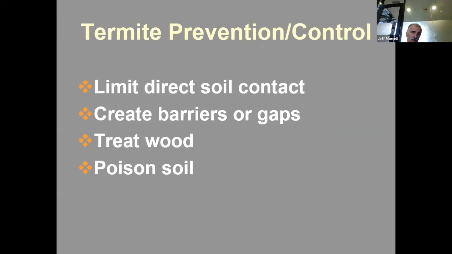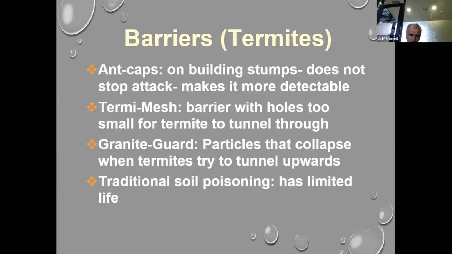Termites can be prevented in a lot of different ways. One is to limit soil contact, but as you see, that's not always going to be completely effective. We tend to create gaps or barriers. We can treat the wood, or we can poison the soil. Those are kind of our strategies.